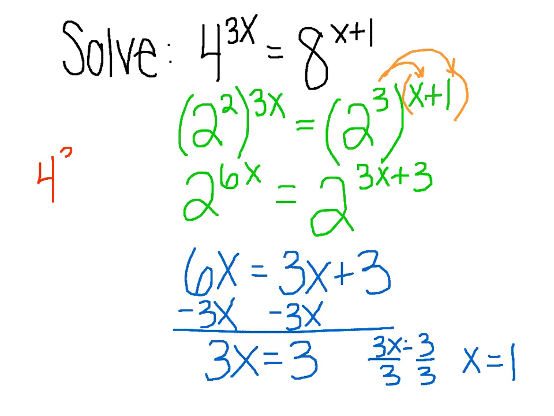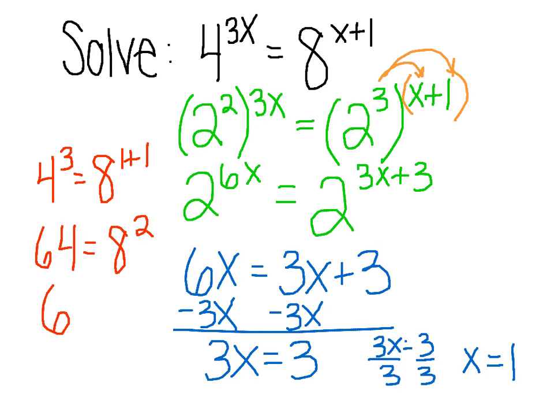So 4 to the 3 times 1 is 3 equals 8 to the 1 plus 1. Well, 4 to the third is 64 equals 8 squared. So 64 equals 64. And we're good to go. We know that this is our solution. x equals 1.